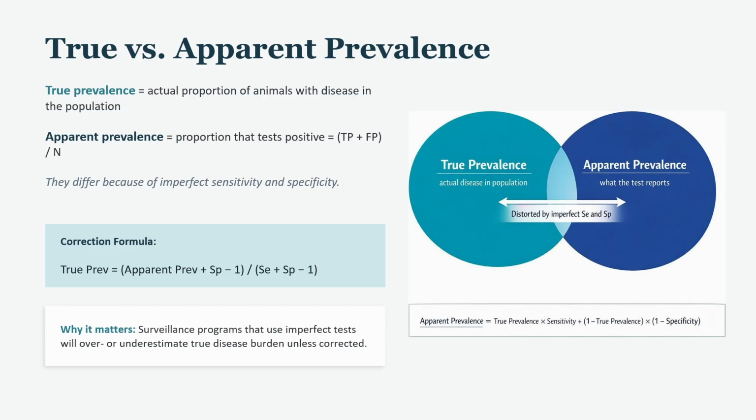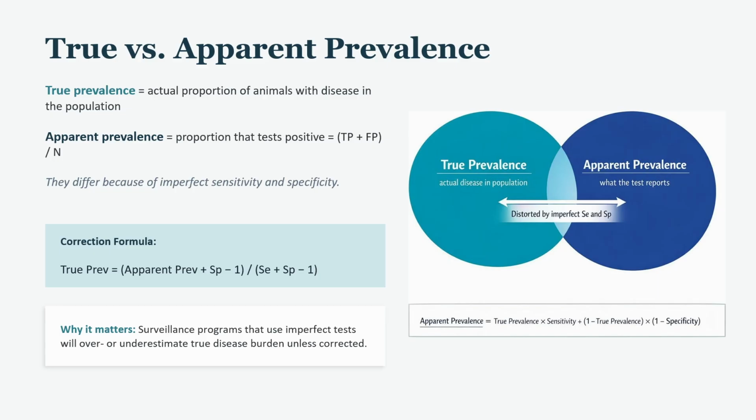of the two. The correction formula on this slide allows you to estimate true prevalence from apparent prevalence, given known sensitivity and specificity. You don't need to memorize the formula for most clinical applications, but you absolutely need to understand the concept, especially if you're doing surveillance work or interpreting herd-level test data.